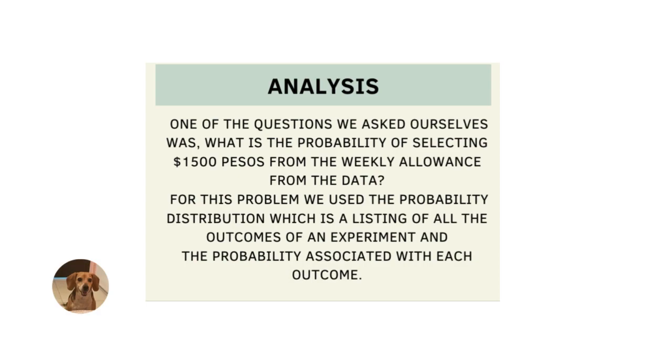One of the questions we asked ourselves was, what is the probability of selecting 1,500 pesos from the weekly allowance from the data? For this problem, we use the probability distribution, which is a listing of all the outcomes of an experiment and the probability associated with each outcome. We also use the hypothesis. And you may think, what is a hypothesis? A hypothesis is a statement about a population parameter subject to verification. So what we did was make a hypothesis and then verify it.